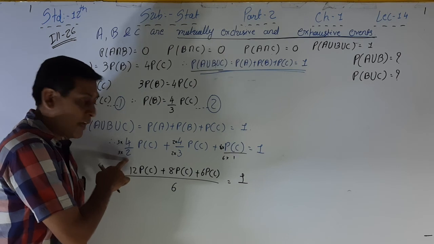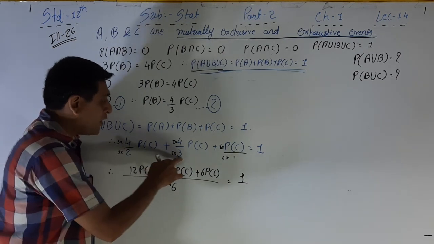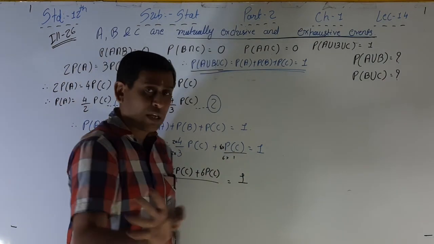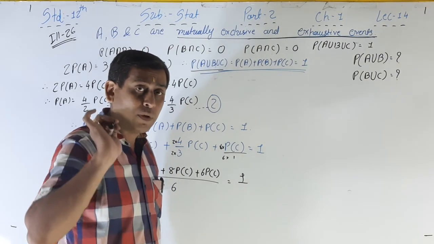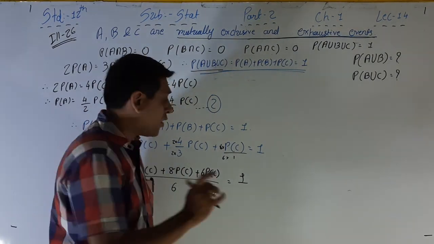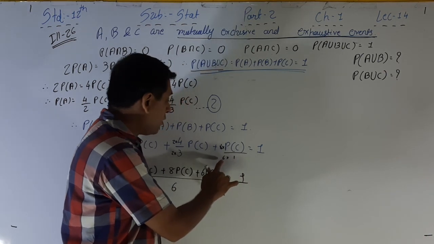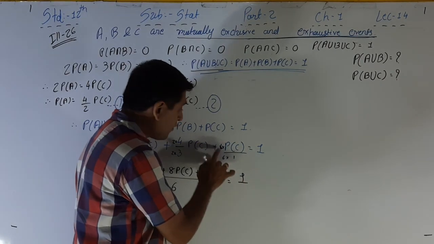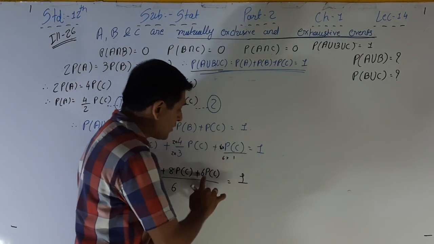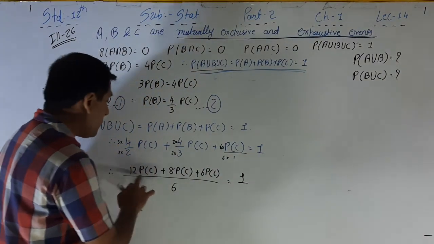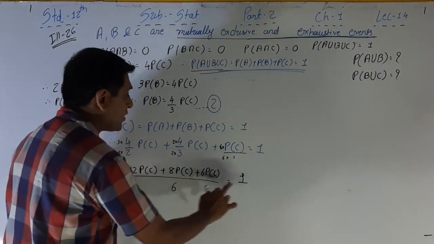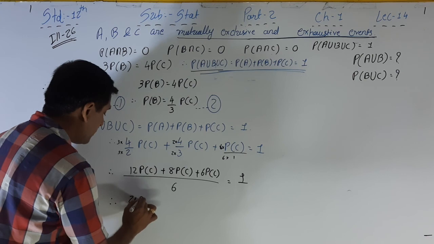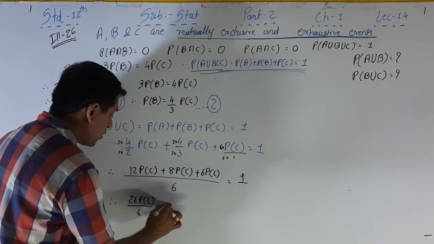See, in the denominator 2 is there, so 2 3s are 6, so 3 4s are 12. In the denominator 3 is there, 3 2s are 6, that's why 4 2s are 8. Here, if nothing is there in the denominator, we have to assume 1. So write down 6 as the LCM. 6 ones are 6, that's why we have to multiply 6 also. 12 P of C, 8 P of C, 6 P of C divided by 6 is equal to 1. Therefore, now to make the total, 26 P of C upon 6 is equal to 1.